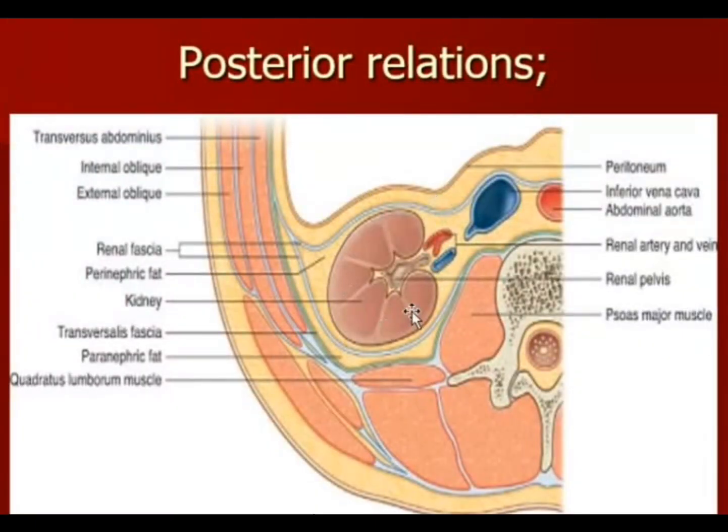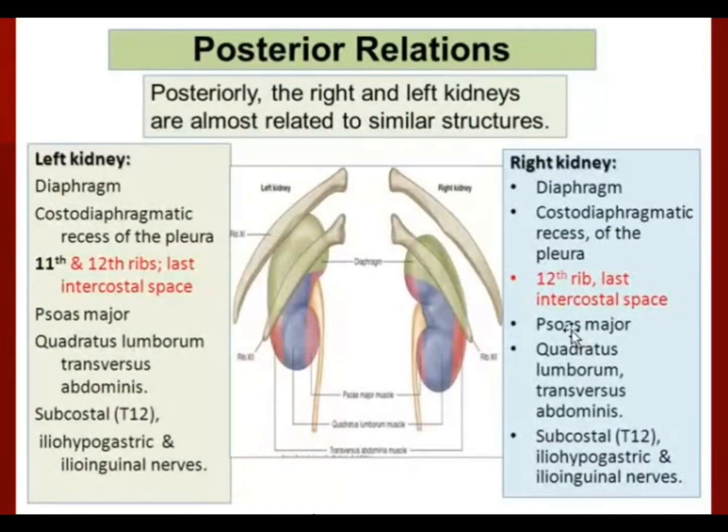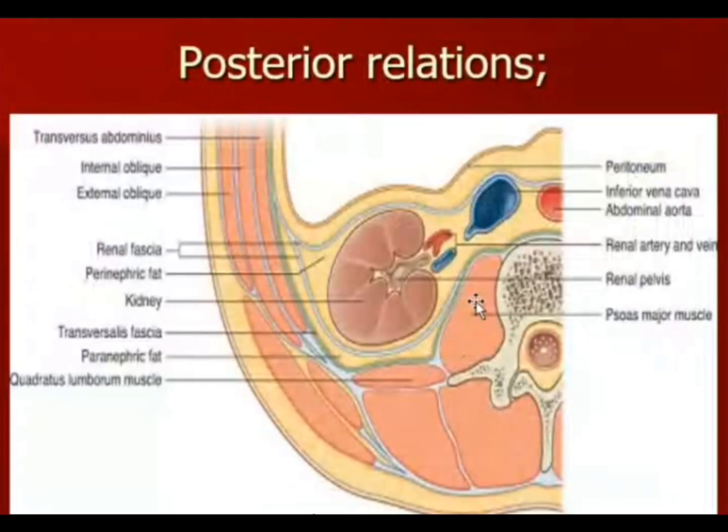So this is the transverse section of the right kidney. You can see the psoas major and the quadratus lumborum muscles are posterior to it. And we saw that psoas major and quadratus lumborum muscles are posterior to both kidneys. And you can see those muscles in transverse section. Psoas major, which is attached to the vertebral column, and then the quadratus lumborum, which is there. These muscles lie posterior to the kidneys.